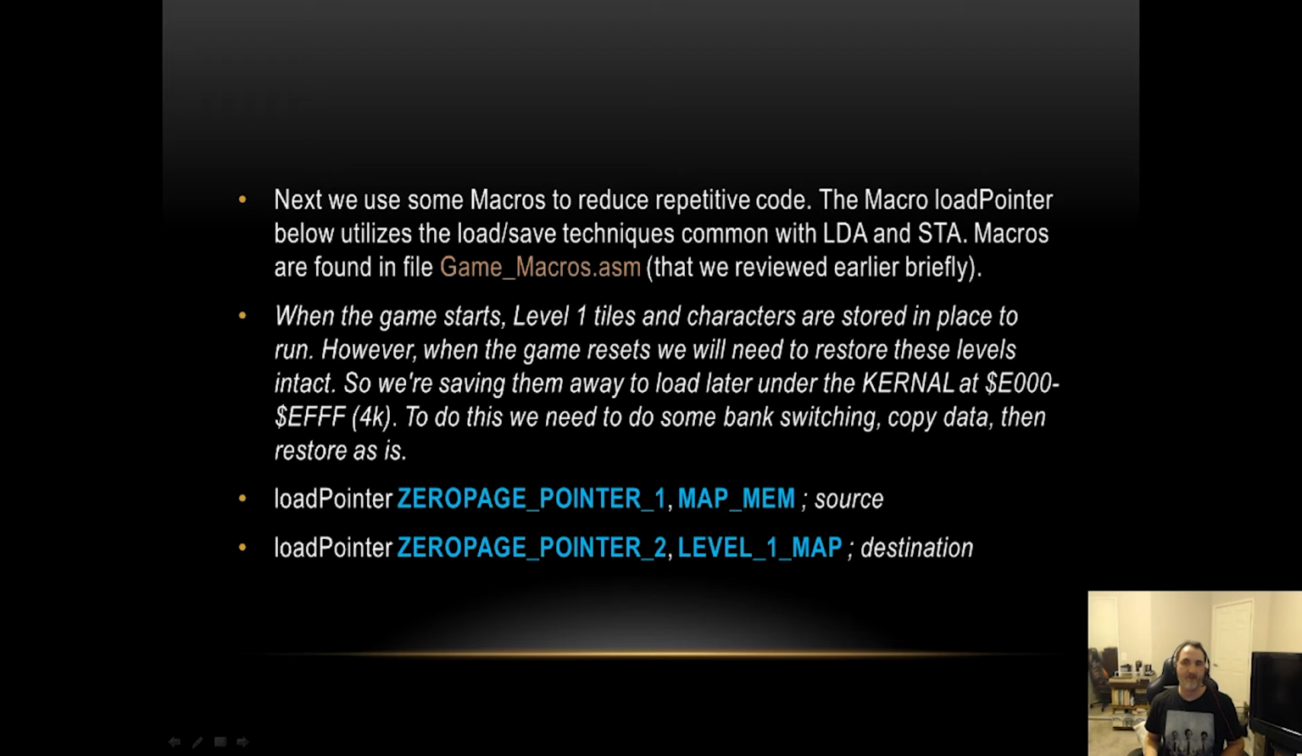In this example here, I put when the game starts, level 1 tiles and characters are stored in place to run. However, when the game resets, we would need to restore these levels intact. So we save them under the kernel at E000 to EFFF, which is 4K. And this is done with bank switching, copying data, restoring and so on.